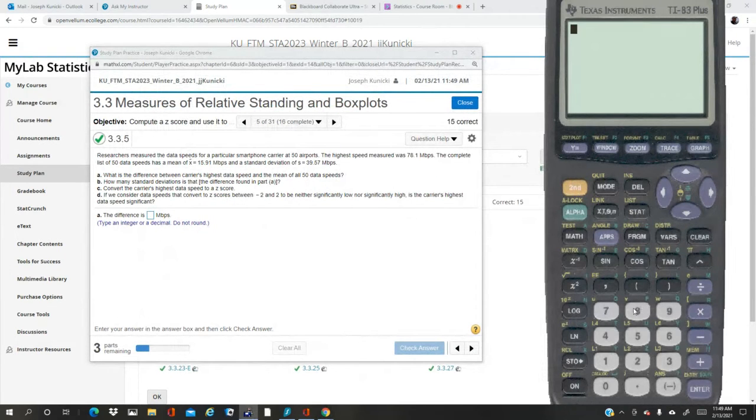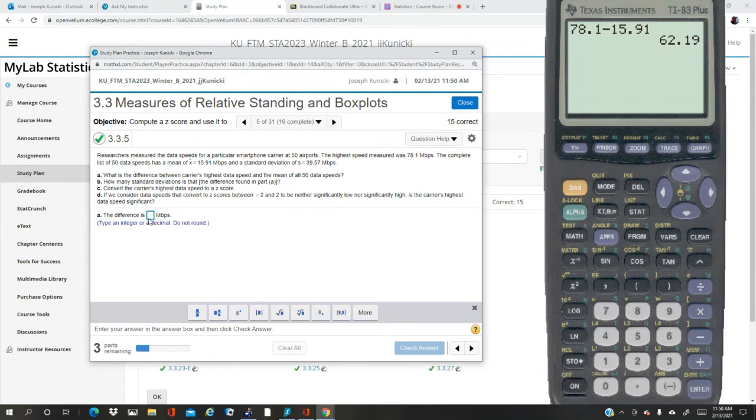So 78.1 subtract the 15.91. 62.19. So they want no rounding, so I used 62.19.